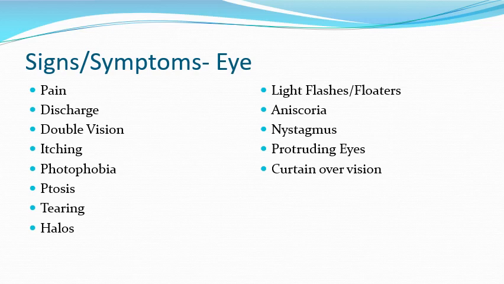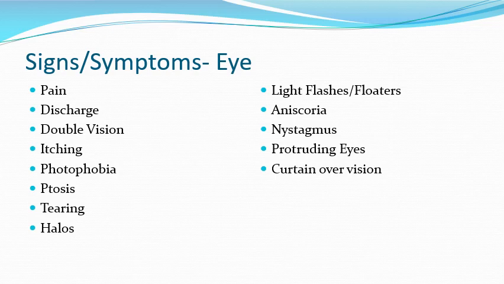You have tearing, increased tearing. Usually that's going to occur due to some sort of irritation. You get halos around lights. That could be reported in various eye pathologies. Light flashes and floaters. Anisocoria, which is unequal pupils, which is actually a normal finding in about 20% of the population. So that's something that you might want to note on a pre-participation exam.